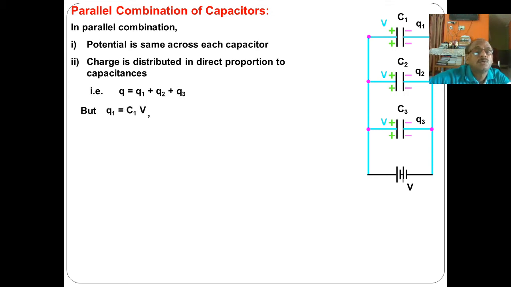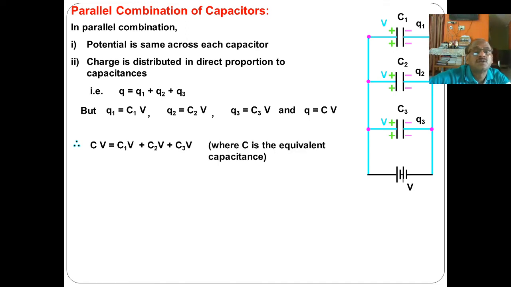But we know Q equal to CV. So Q1 equal to C1V, Q2 equal to C2V, Q3 equal to C3V, and Q equal to CV, where C is the equivalent capacitance. So we can say CV equal to C1V plus C2V plus C3V. V can be cancelled. So C equal to C1 plus C2 plus C3.